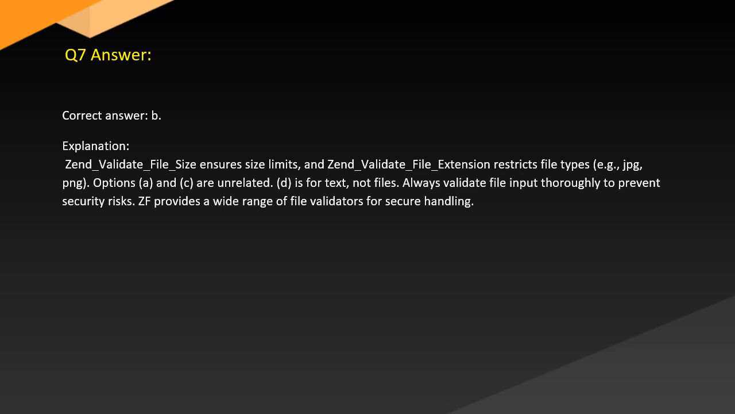Answer. Correct answer: B. Explanation. Zend Validate File Size ensures size limits and Zend Validate File Extension restricts file type. Options A and C are unrelated. D is for text, not files. Always validate file input thoroughly to prevent security risks. ZF provides a wide range of file validators for secure handling.